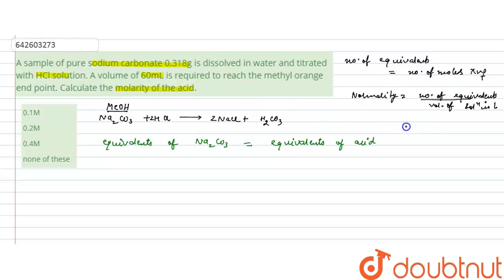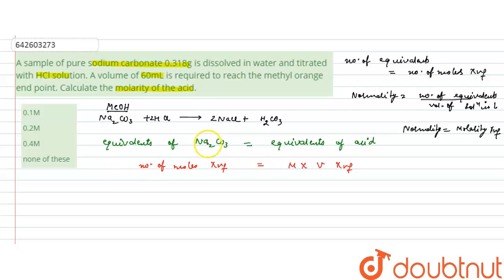So as we know that normality is equal to molarity into N factor, so we can use molarity into N factor into volume to calculate number of equivalents for the acid. So we will write molarity into volume into N factor for the acid, and equivalents of Na2CO3 are calculated by the number of moles into N factor because its weight is given. Its volume and molarity is not given, so we will calculate this by number of moles into N factor.